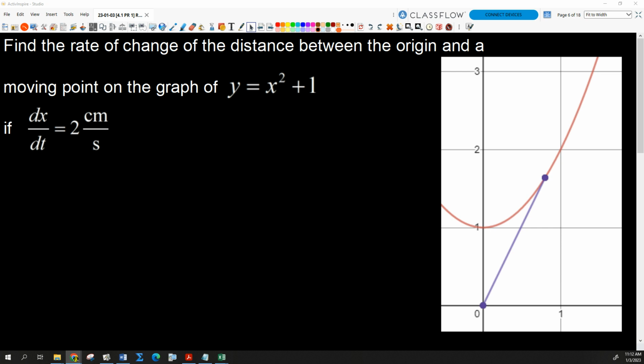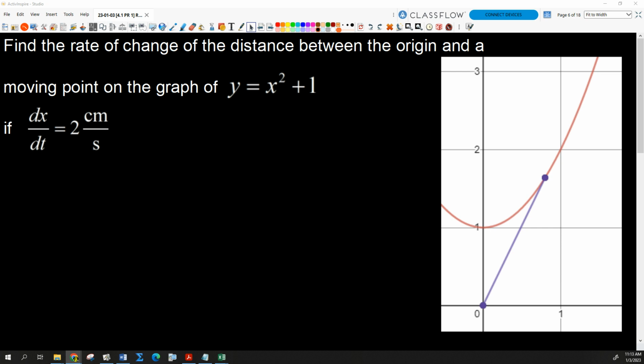Okay, so what are we going to do here? What's our first step? I guess we want to try to interpret this. We have a graph. We want to find the rate of change of the distance between the origin and a moving point on this graph. So you could visualize this as though there were a piece of wire bent in this parabolic shape and there's a bead sliding along the piece of wire, right? That represents the point.